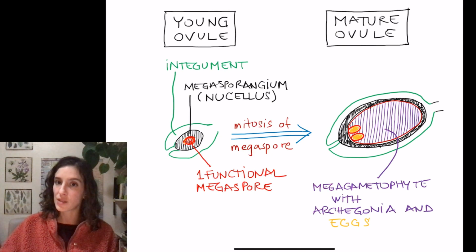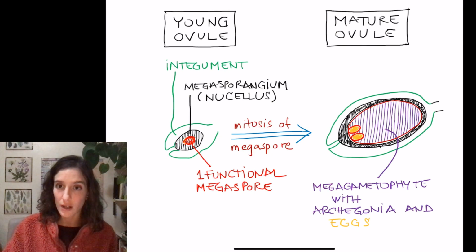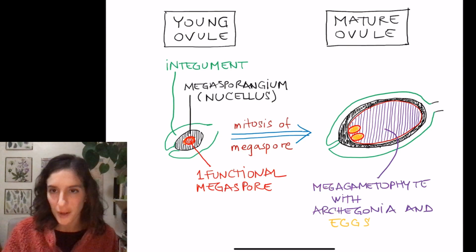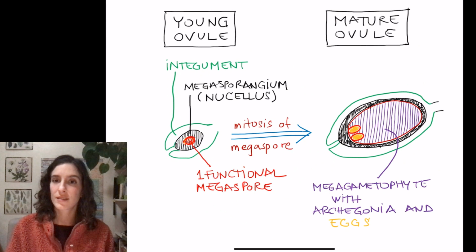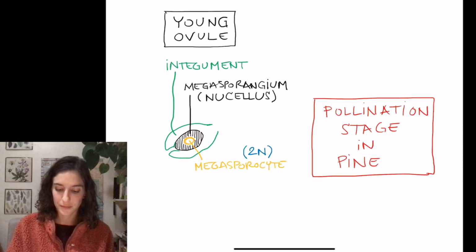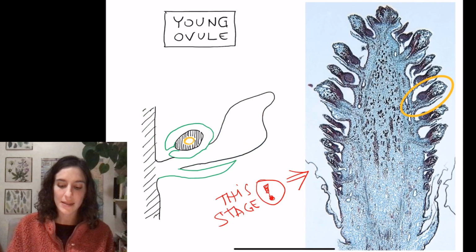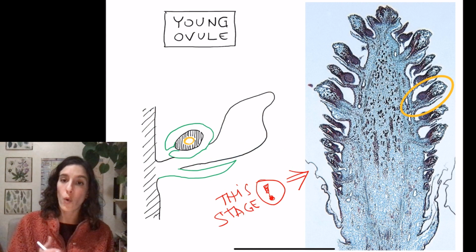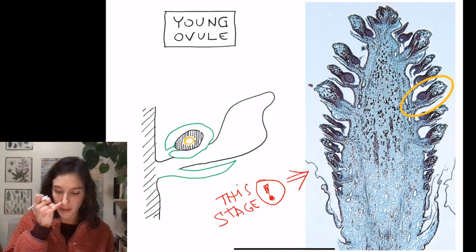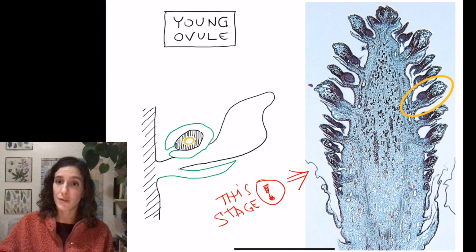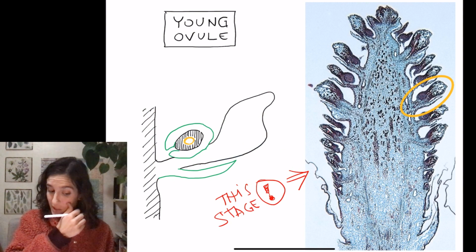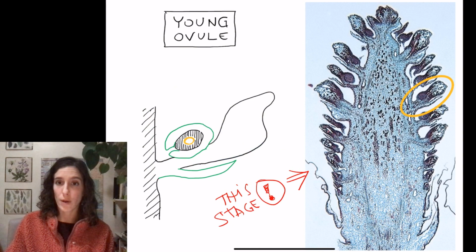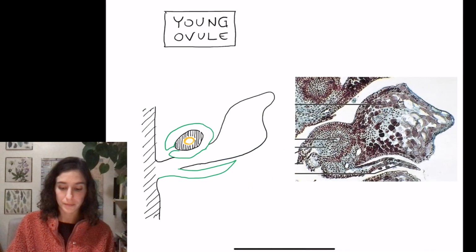And then mitosis of that megagametophyte is going to result in an archegonium. Mitosis of the archegonium is going to result in an egg cell. Cool. So the pollination stage in pines is when, before meiosis even happens, or maybe at the very early stages of meiosis from the female's perspective. So pollination is happening when there's still a megaspore mother cell or a megasporocyte.